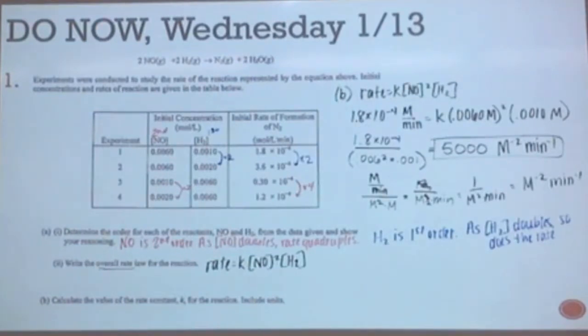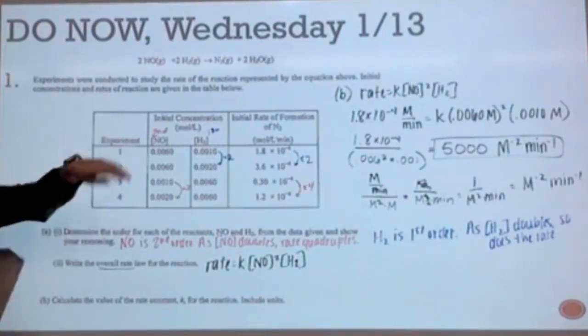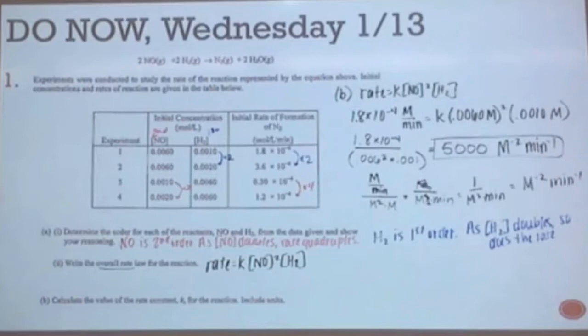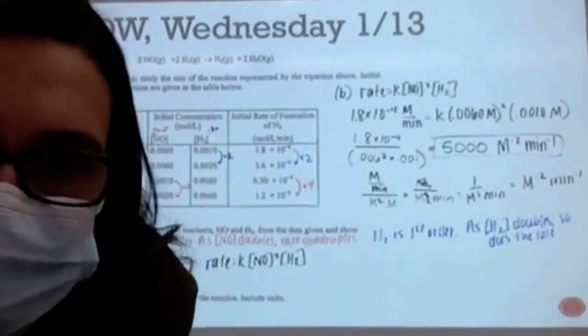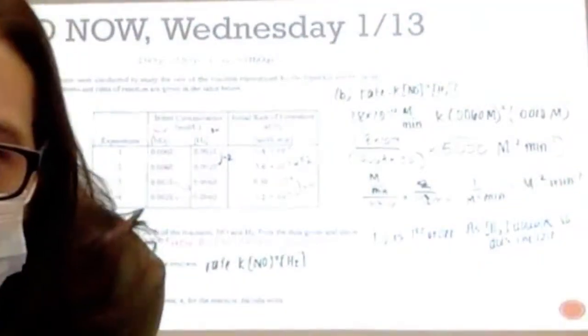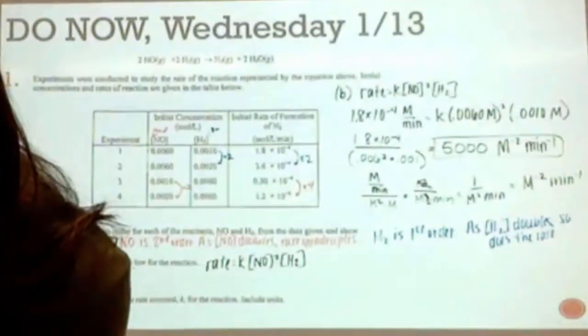Any questions on the do now? I was trying to find one of these older questions that it's been a while since we've seen, just to make sure that we reviewed looking at the data, looking at if it doubles or triples. For you guys online, any questions? If you have any questions, type them in the chat.